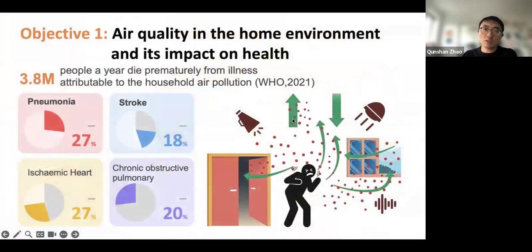So the first objective for this project is, we immediately think, okay, if you don't have good air quality at home, it certainly will impact your health. And it's not only your physical health, but also your mental health for sure. Particularly in the UK, there's a big problem of mold growth or dampness. And if that happens, it really creates problems if you have kids or elderly people living in the home. So that's a direct link to some health conditions.